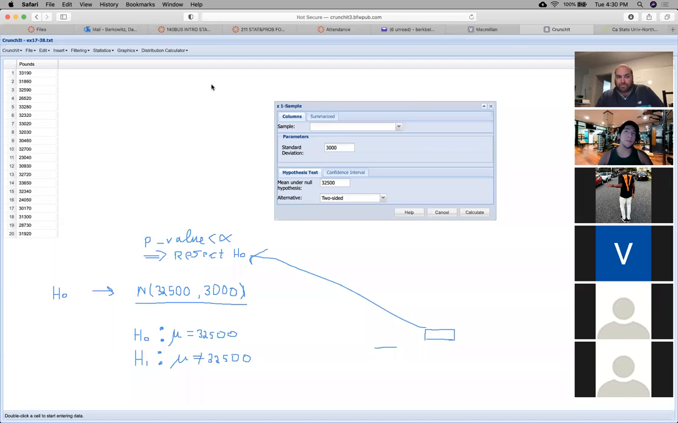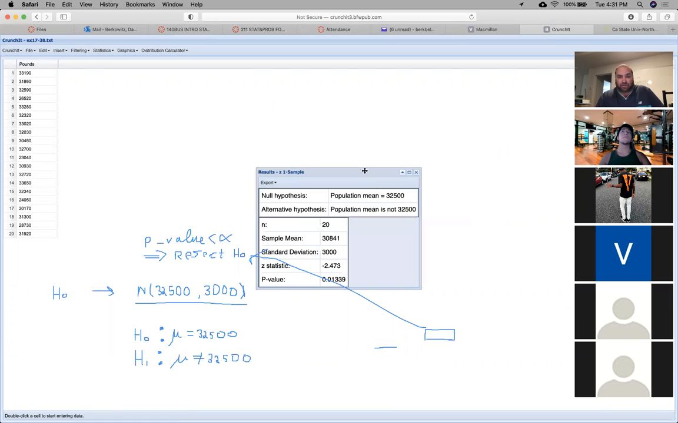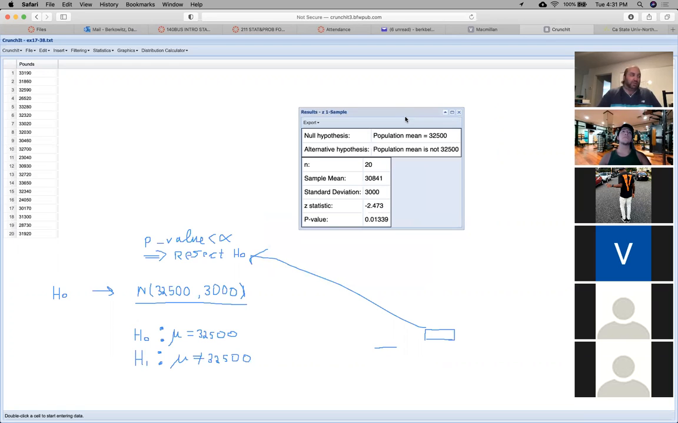Do I have the summary of the data or do I have the actual data? You have the actual data. Yes, I have all my data points. So I don't have the sample mean, which means I have to calculate it myself. But luckily, Crunch It can do it. All I have to do is tell it which column to work with, and I'm going to use the pounds column. I have my standard deviation. It's a hypothesis test. This is my mean, assuming the null hypothesis is true. It's two-sided. And I calculate. So it gives me a p-value of what?